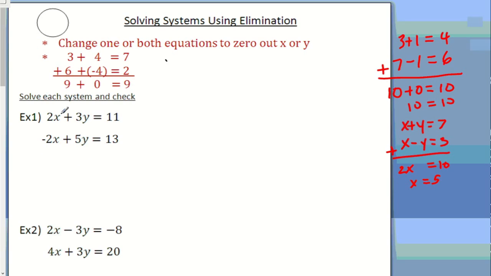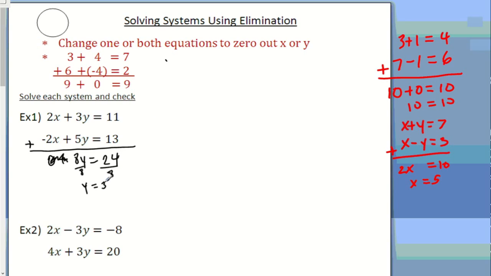So what we want to do first is make sure everything gets in line. Do you see how everything's in line? The x's are in line, the y's are in line, and the numbers are in line. Okay? Then what I'm going to do is add the columns. So I get 2x plus negative 2x makes 0, plus 3y plus 5y makes 8y. And 11 plus 13 is 24. So I get 8y equals 24 because the 0 basically goes away, right? And then I divide by 8, and I get y is 3.